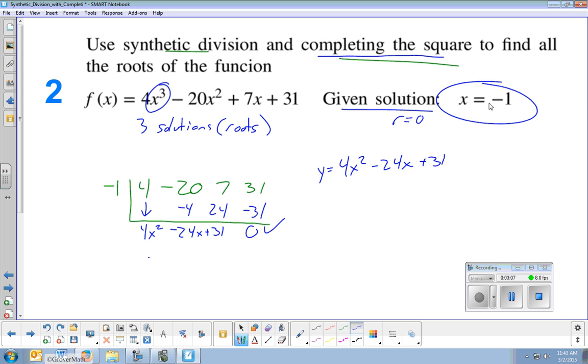Remember, there are 3 solutions. I have one of them. One of them is -1. I want to know the other 2. And so the other 2 I can get by solving this by completing the square. More quadratic formula, but we're going to do completing the square.